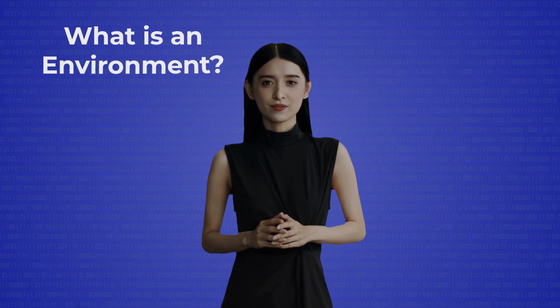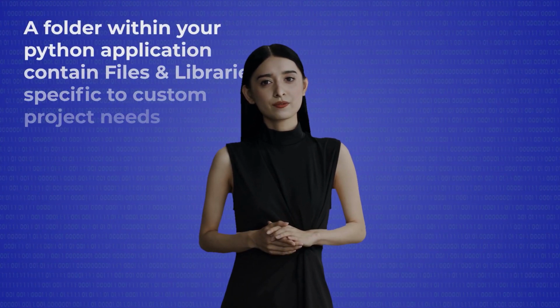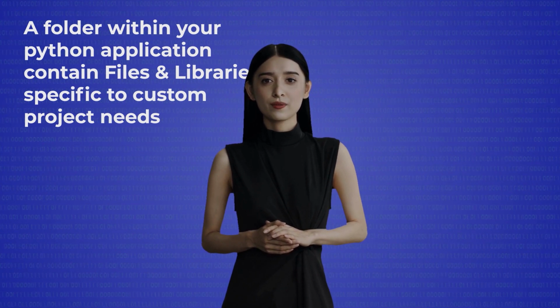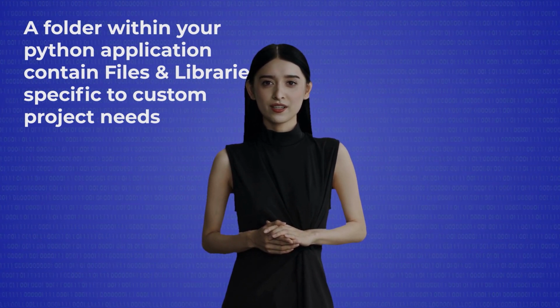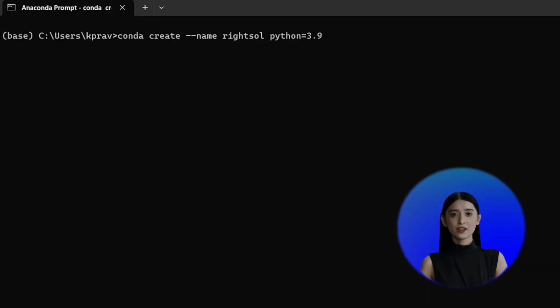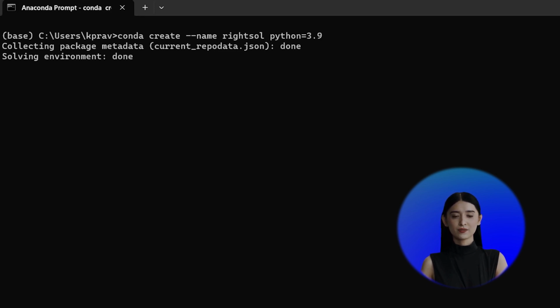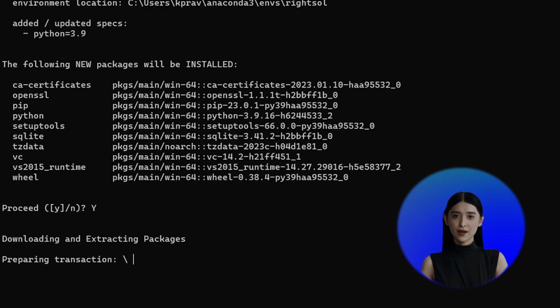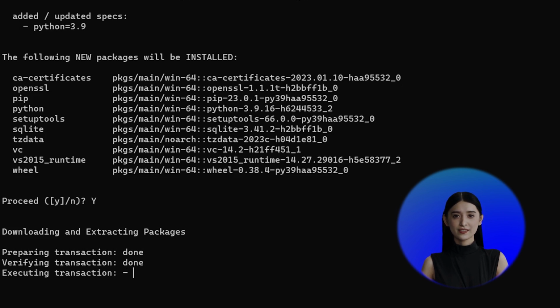What is an environment? An environment is a folder within your Python application that contains files and libraries specific to the custom project needs. In the command being pasted on the screen, a new environment is created containing Python version 3.9. Follow the steps and click on Proceed Yes. This would complete the Python installation for your environment. So your Python installation is complete.